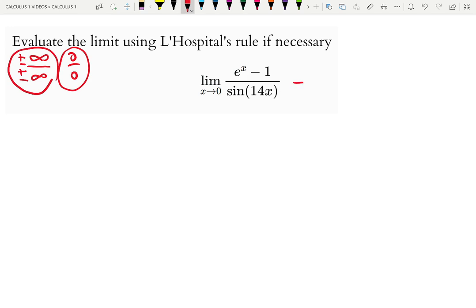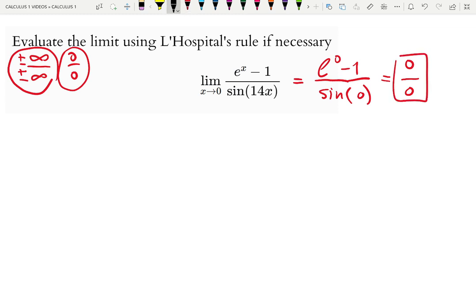So let me plug in 0 and see which case I have here. e to the 0 minus 1, over sine of 0. That gives me the 0 over 0 case. Thus, I can apply L'Hopital's rule.